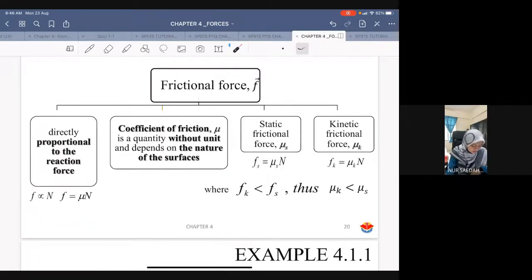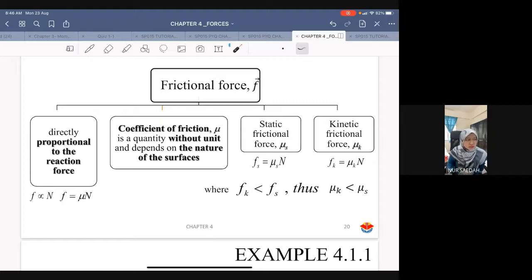Tadi kita dah belajar tentang frictional force. So the symbol is small f. Okay. So frictional force is directly proportional to the reaction force. So F directly proportional with N. So kalau kita ada directly proportional, kita nak jadikan dia equal, kita kena letak sesuatu yang constant untuk equalkan dia. So F equal mu N. Okay, mu tadi adalah coefficient of friction. Okay. So coefficient of friction mu is a quantity without unit and depends on the nature of the surface.